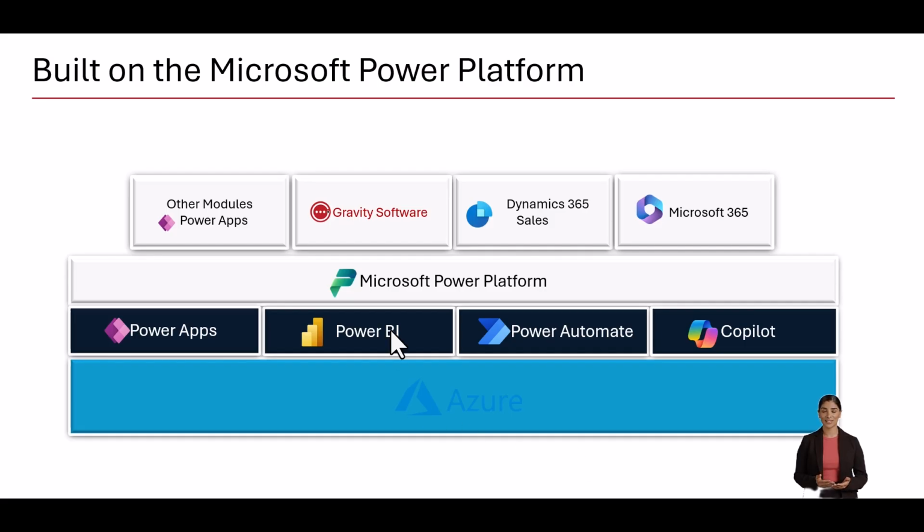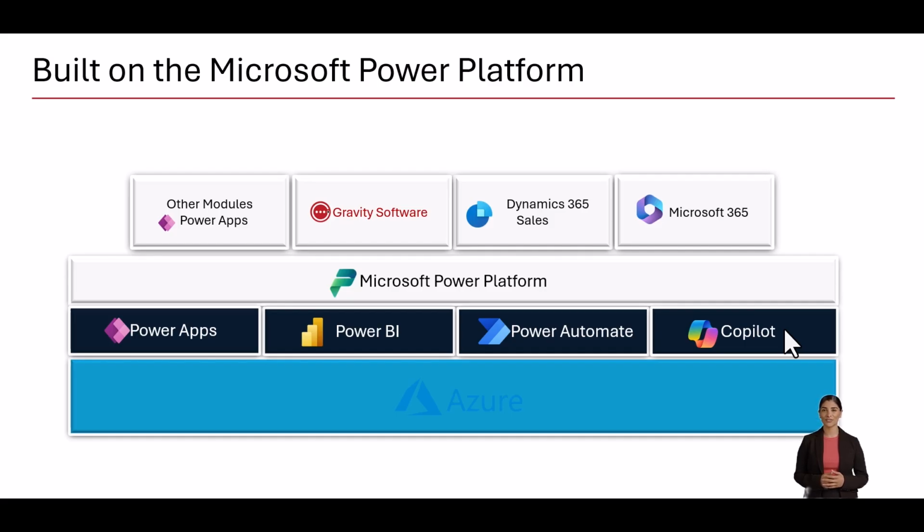There's Power BI, which is a business analysis tool, a picture worth 1,000 words. Power Automate, a workflow tool that allows users to automate tasks. And most importantly, Copilot, which is Microsoft's AI engine. It's an application that's built in at the platform level, and that means it's pervasive everywhere in Gravity.